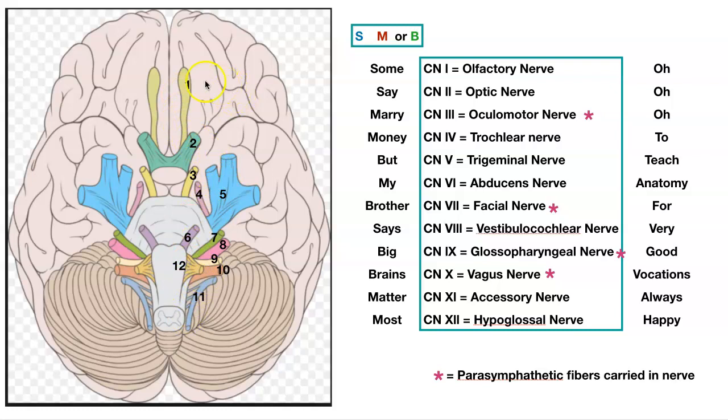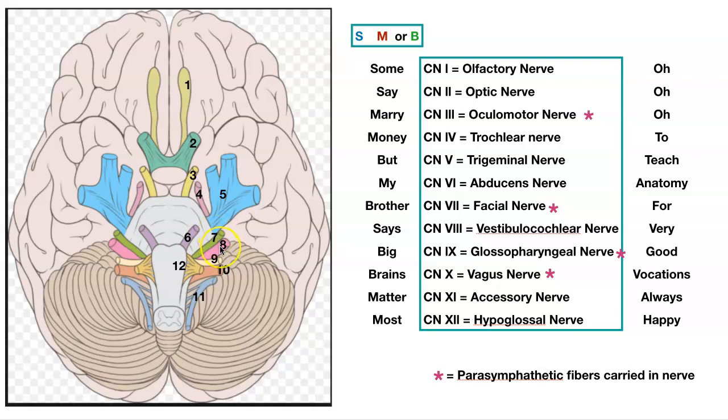So, start from the top. This one you already know, cranial nerve number 1, the olfactory nerve. Cranial nerve number 2, the optic nerve. Cranial nerve number 3, oculomotor nerve. Cranial nerve number 4, the trochlear nerve. Cranial nerve number 5, trigeminal nerve. Cranial nerve number 6, abducens nerve. Cranial nerve number 7, facial nerve.